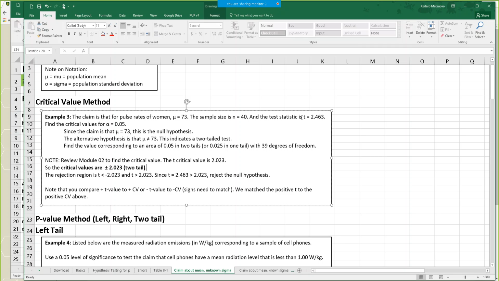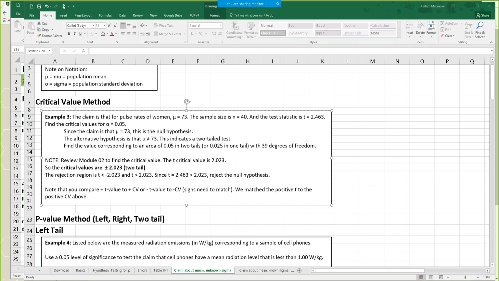Since the t is positive, we look at the positive side. So is 2.463 in the rejection region or not? It is in the rejection region because it's greater than 2.023. That means we reject the null hypothesis because the test statistic falls in the rejection region. So that's how you determine whether or not you reject the null hypothesis using the critical value method.